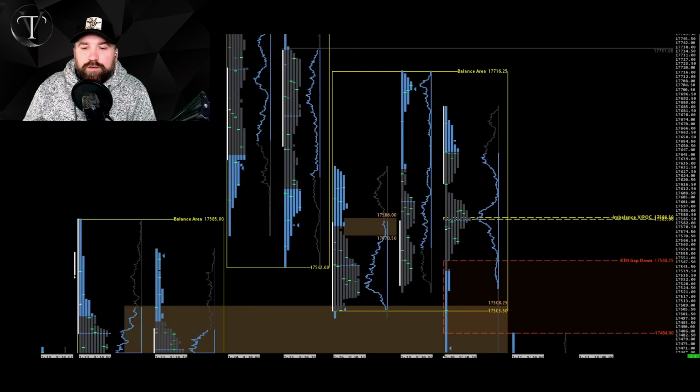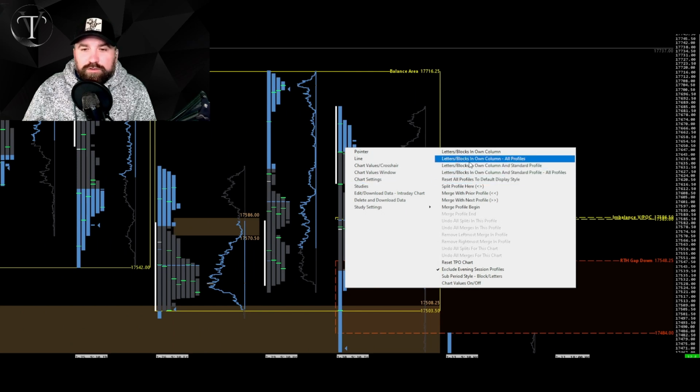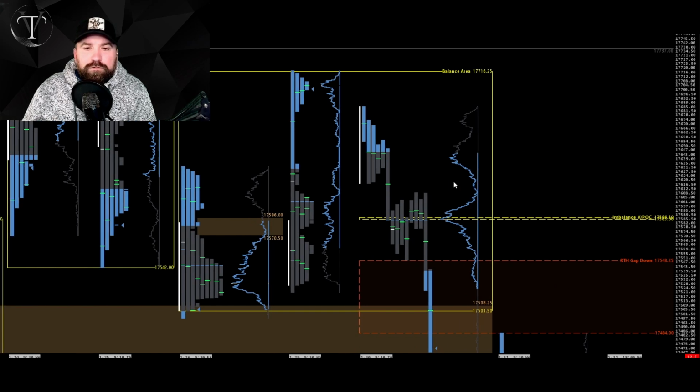This is hard to see without blowing these out, but let's do it this way. Letters, blacks on column. So each one of these lines is 30 minutes of trading. When I blow this thing apart like that, you can see 30 minutes down, 30 minutes down, a little bit of balance, and then this break. This break right here is a 30-minute fair value gap, right? Because from the close of this candle to the open of this candle, there's nothing overlapping here.